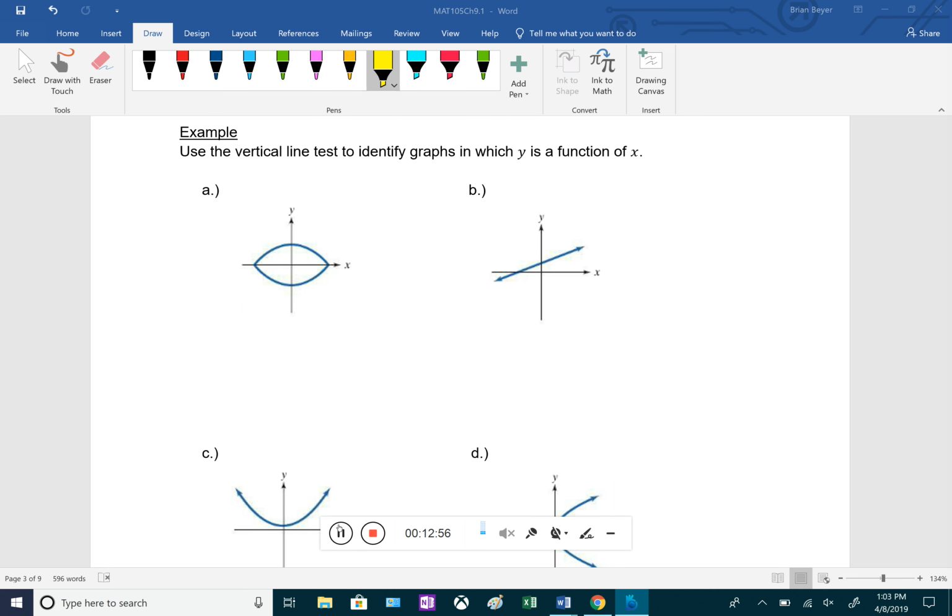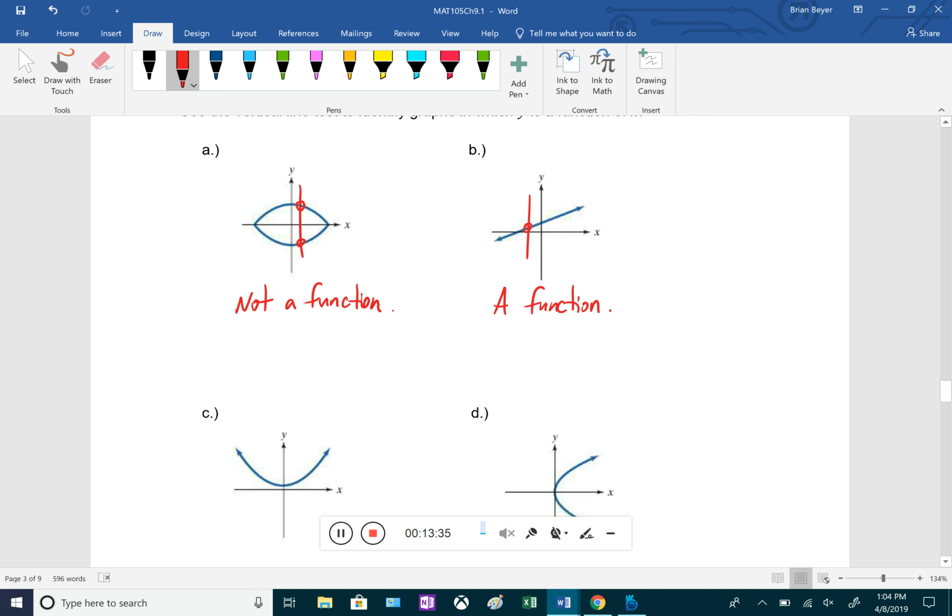For the first one, A, we have this football shaped looking graph. If we draw a vertical line and we recognize that it intersects at two different points, since it intersected at more than one point, that means this is not a function. It failed the vertical line test. For the next one, it is a linear equation. Drawing a vertical line anywhere, we can see that it only intersects it at one spot. So this is a function.